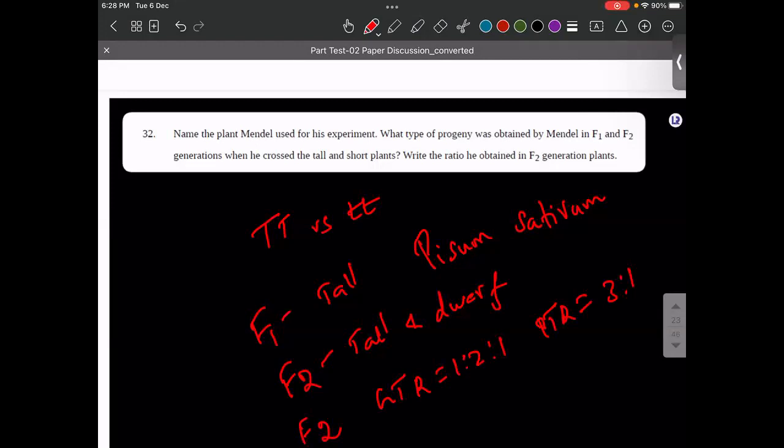Yes, sir. Okay. What does this one represent? Tell me the genotype. Sir, it's homozygous, heterozygous, homozygous. Okay. This one is genotype. Homozygous tall: capital T, capital T. Okay. Next is heterozygous tall: capital T and small t. Then homozygous dwarf. Correct? Yes, sir. Okay. So all of you did this question well? Yes, sir. Very good.